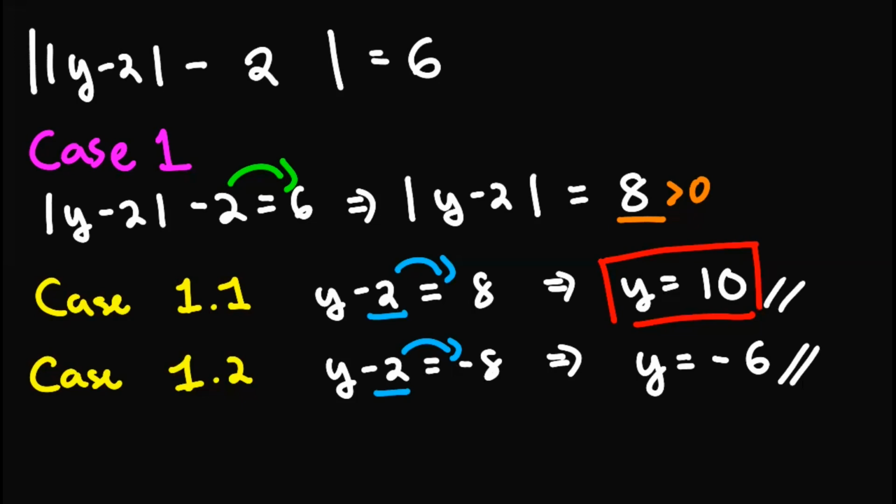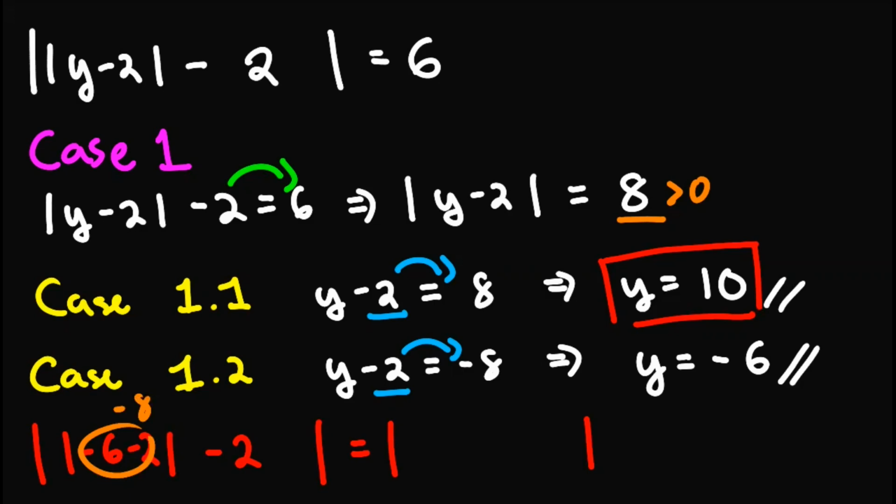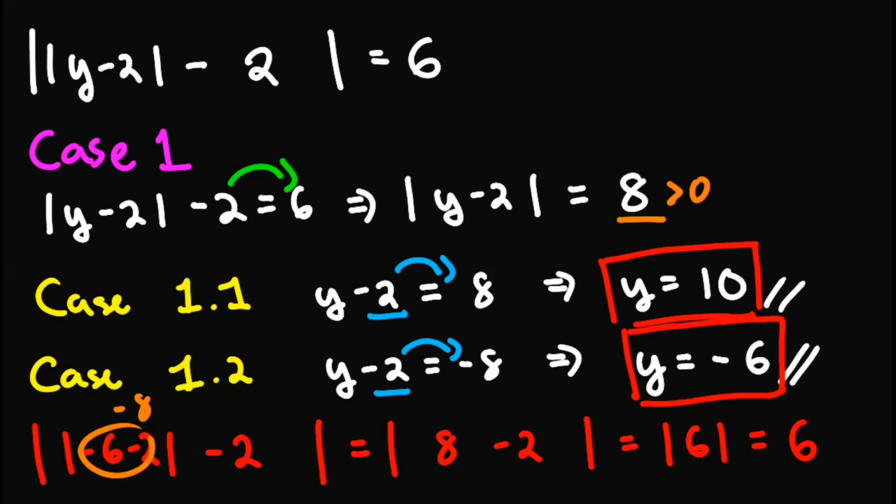For y equals negative 6, we've got the absolute value of negative 6 minus 2 out here. This one is equal to the absolute value of negative 8. So the absolute value of negative 8 is simply 8, minus 2, or the absolute value of 6, or 6. So it matches the original equation as well. Therefore, we have found 2 solutions for this problem. We have either y equals 10 or y equals negative 6.